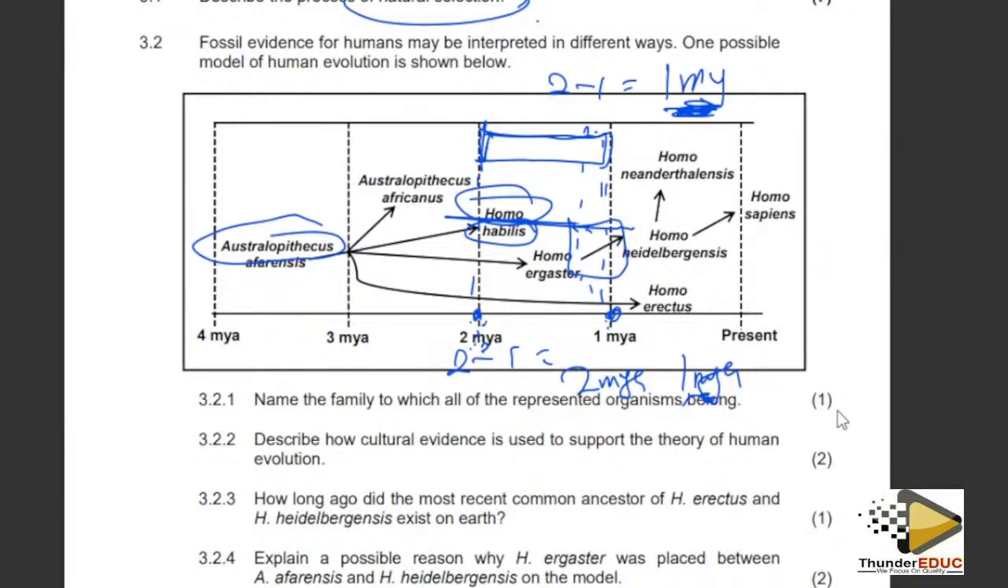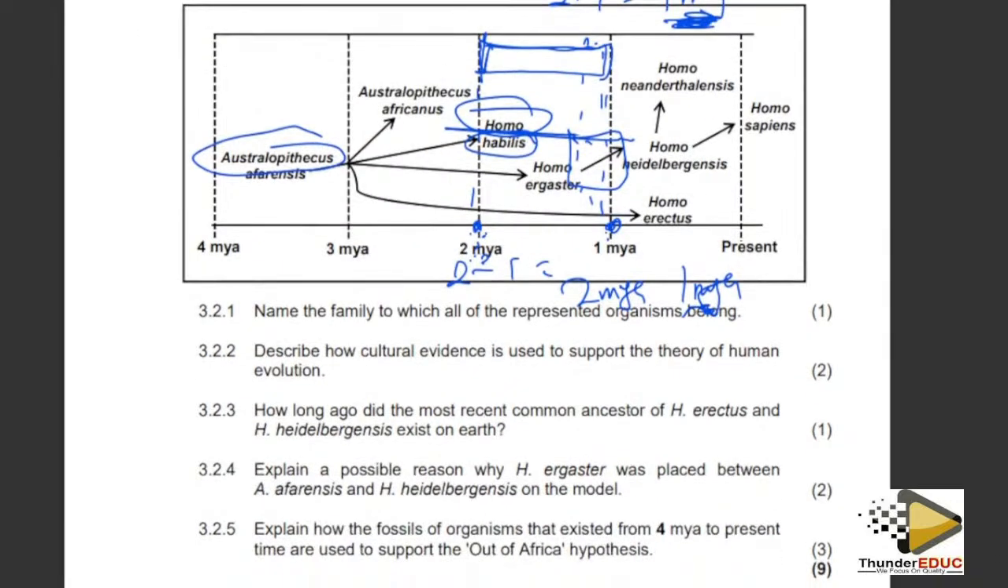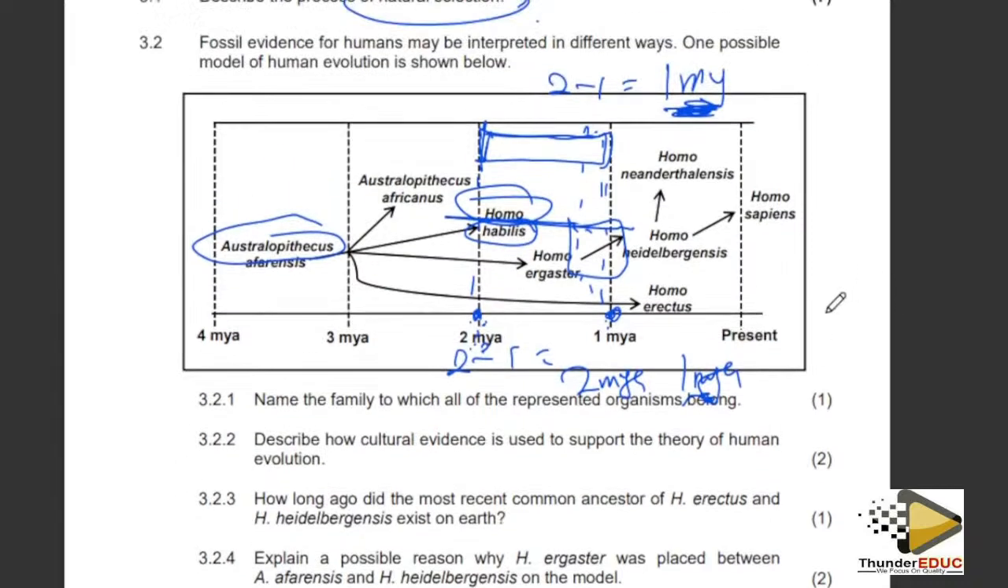Then now, what are they saying? They are saying, explain the possible reason why Homo ergaster was placed between Australopithecus afarensis and the Homo. It means that this is a transitional fossil, meaning that it has characteristics of this organism, and it also has characteristics of this one.